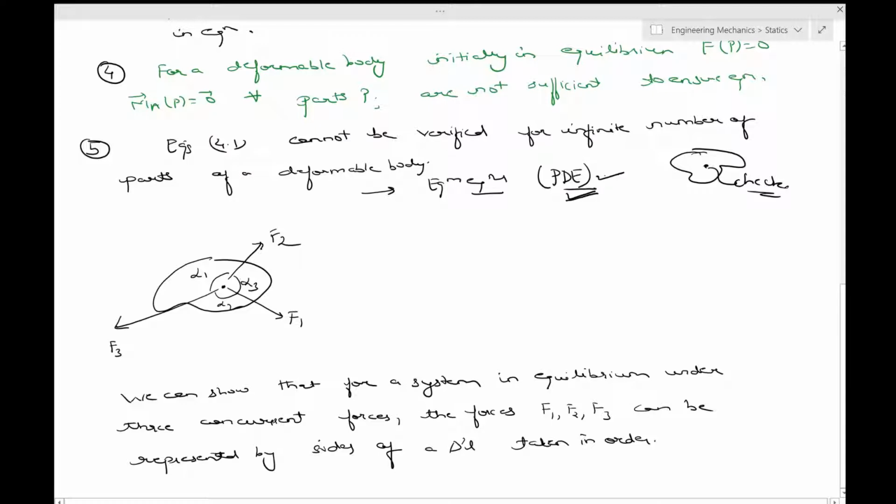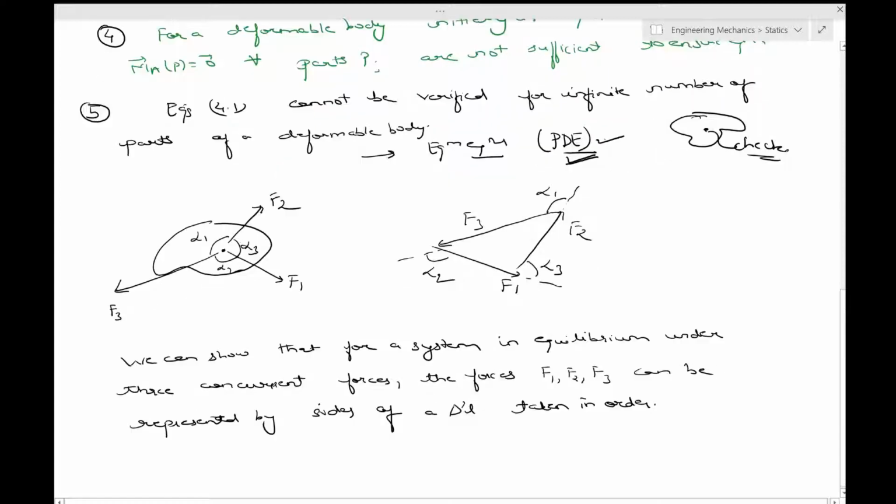So let me draw F1, F2, and F3. Between F1 and F2 the angle is alpha 3. Between F2 and F3 the angle is alpha 1. And between F3 and F1 the angle is alpha 2.